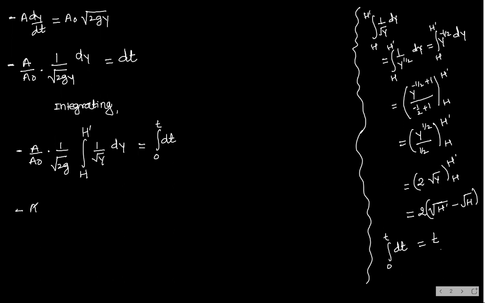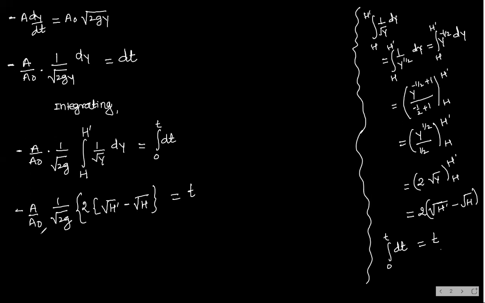So minus a by a naught 1 by root 2g. And this integration we already got. That is 2 into bracket root of h dash minus root of h, which is equal to t. And now this minus I am multiplying inside. You see what I am doing? Listen carefully. What I am doing now?